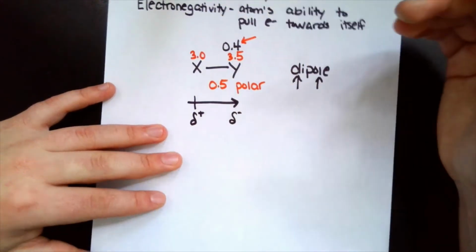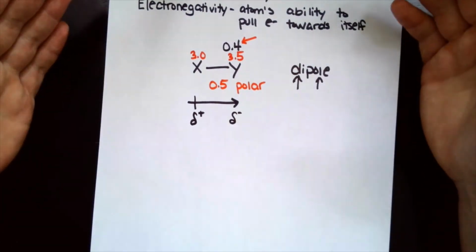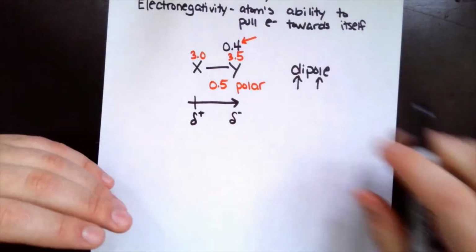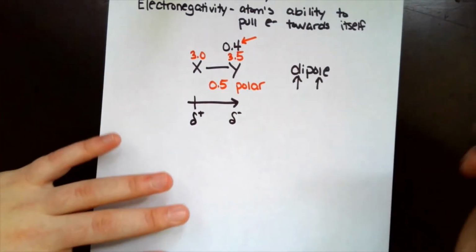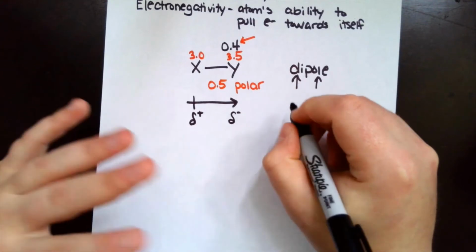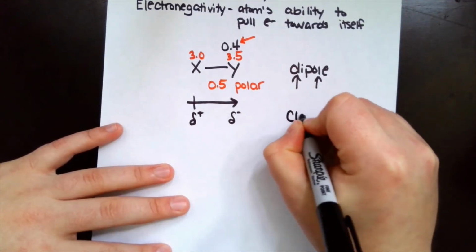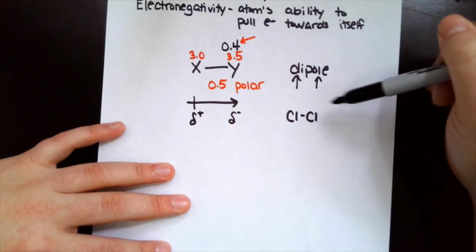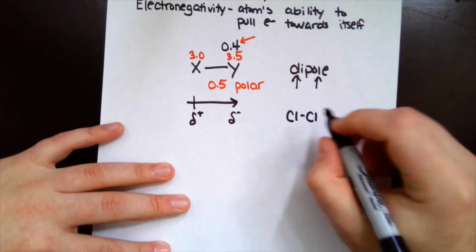Now you won't always be given the actual electronegativity values. So I do want to give you a couple rules of thumb. Now, anything bonded to itself. So let's just say chlorine to chlorine, for instance. Anything bonded to itself, the electronegativity difference would obviously be 0. So that's always going to be nonpolar.